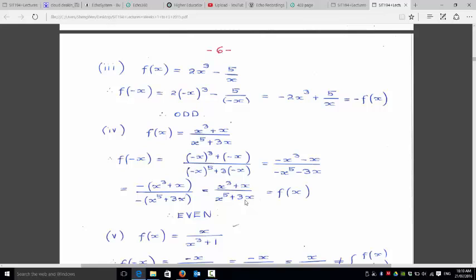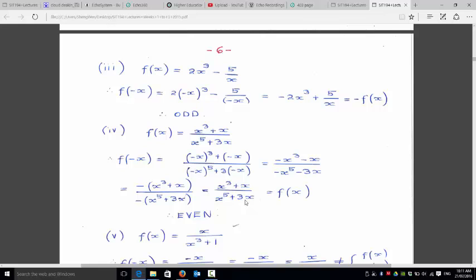And finally, we got f(-x) is equal to -f(x). So this is an odd function. We also have f(x) is equal to x cubed plus x to the 5 plus 3x.